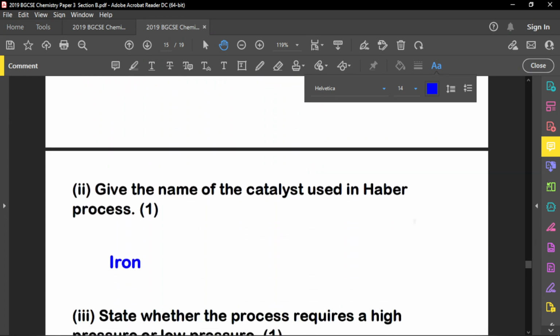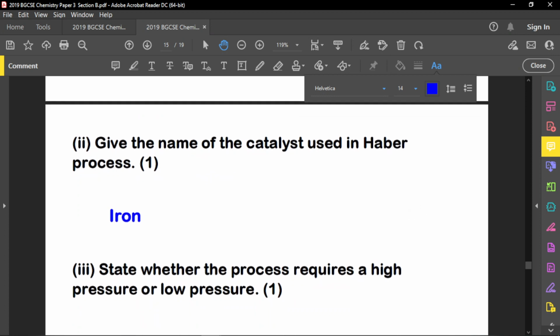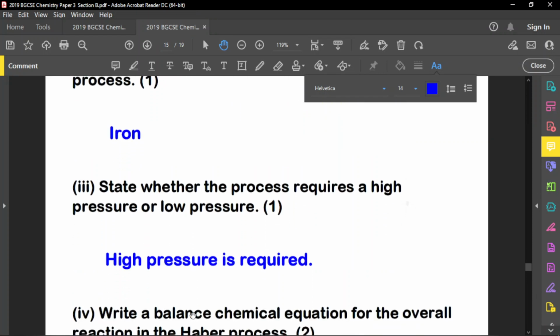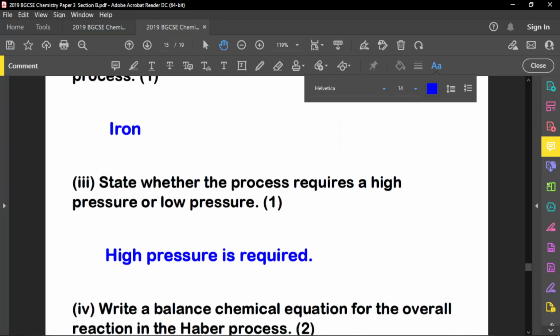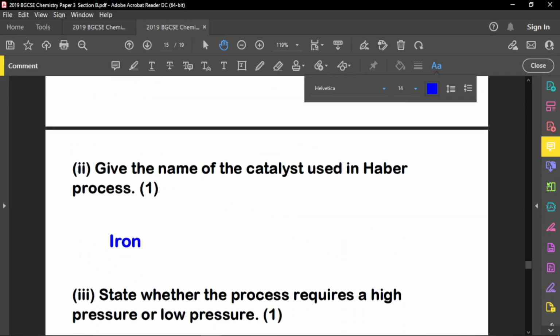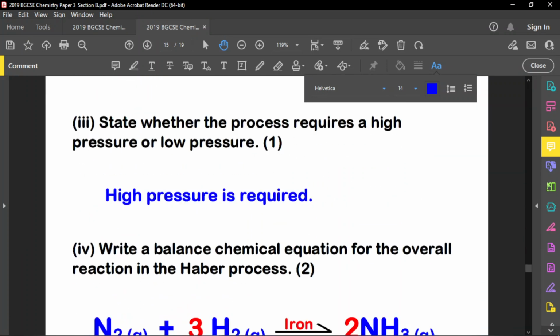Give the name of the catalyst used in the Haber process, and this is actually iron. So iron is used in the Haber process. State whether the process requires a high pressure or low pressure, and it's really high pressure. All right, so let's go back there. So it's a high pressure.